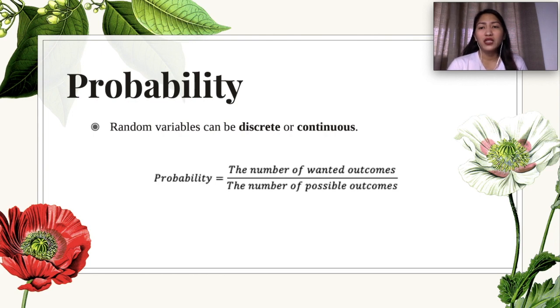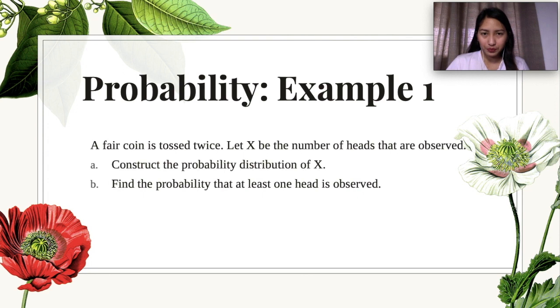So, here is the formula for the probability of a discrete random variable. The formula is the number of wanted outcomes over the number of possible outcomes. Let me give you an example. A fair coin is tossed twice. Let X be the number of heads that are observed.